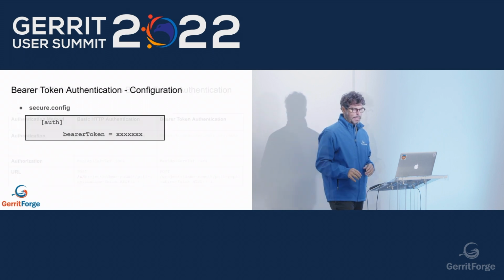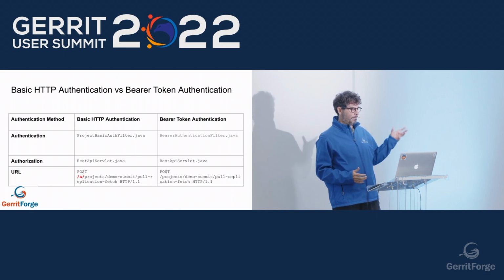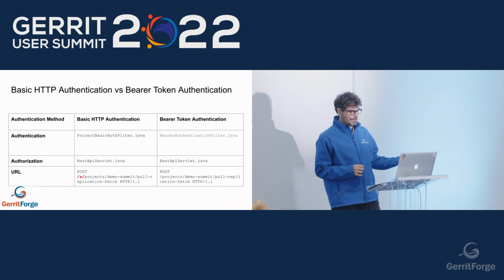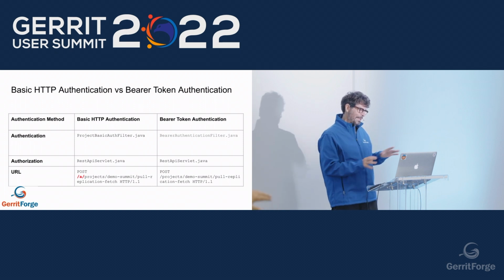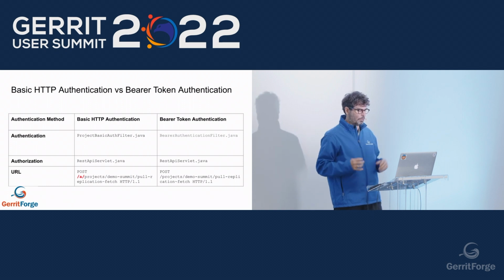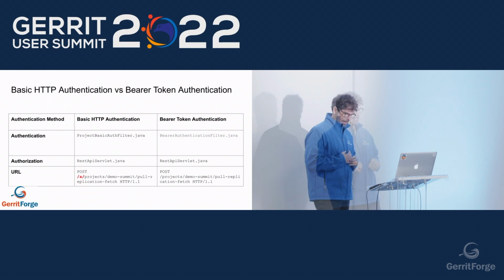So everything will be fine. Basically, we have basic HTTP authentication, where the authentication is done by the project basic auth filter. For the bearer token authentication, we have a new bearer authentication filter responsible for the authentication itself. The authorization in both cases is done the same way. It's a little bit more complex than that, I have to be honest, but I didn't want people to get confused. But we could say that it is mainly used in the REST API servlet class.